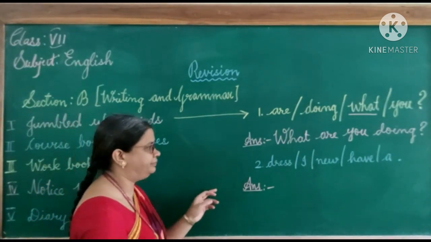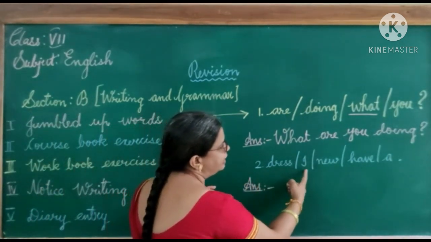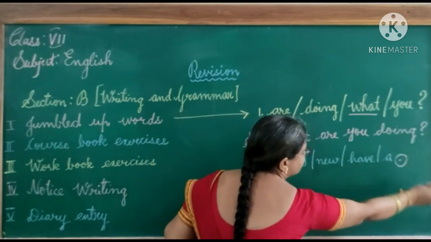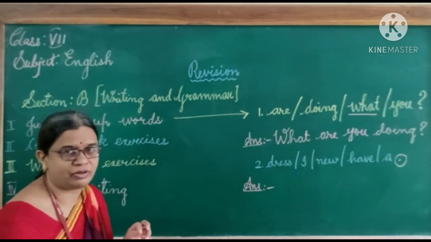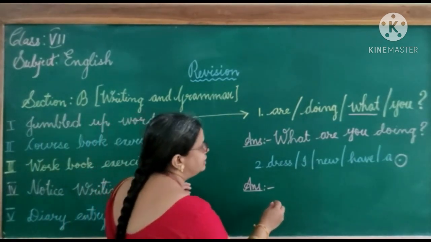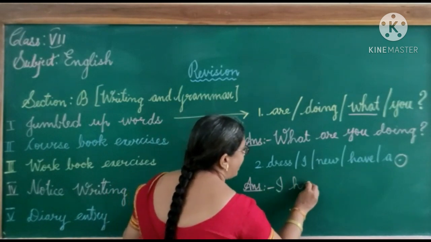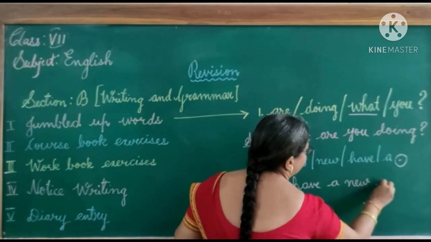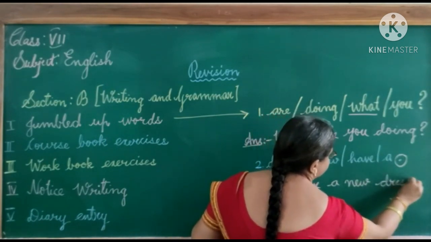Then the second one: dress, I, new, have, a. The punctuation mark is a full stop. So the sentence will not be a question. So we have to start with I. I have a new dress.